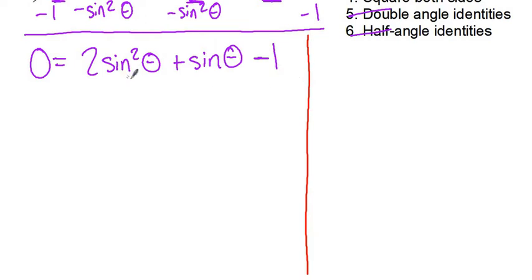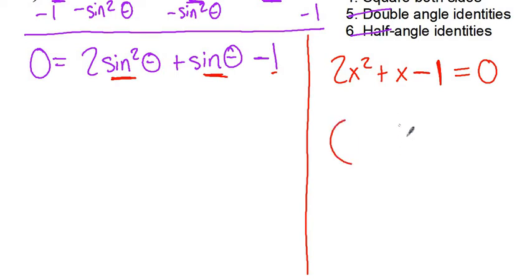So instead of every time I see a sine here, I'll replace it with an x. So instead of having 2 sine squared, let's say we had 2x squared. Instead of having 1 sine, let's just say we had 1x. And the minus 1 will actually stay the same. So let's try and see if we can factor this right here. This is a trinomial that we can factor.